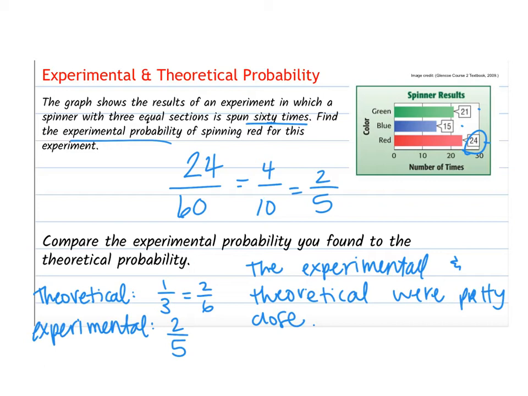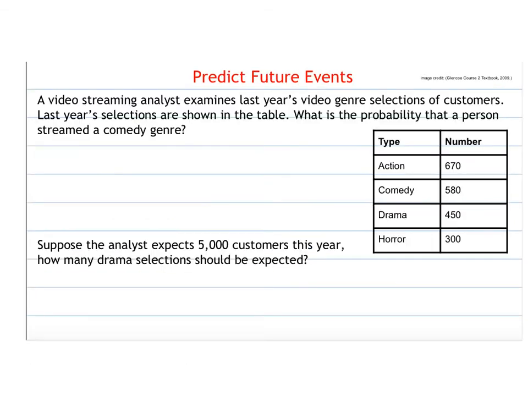But it looks like based on this experiment and what actually did happen, we got the probability pretty close to what we would be expecting to get. So it's just asking you to talk about the differences between them, if they're close to each other, if they're not. All right, predicting future events. So we're using what we found now to predict what will happen in the future.